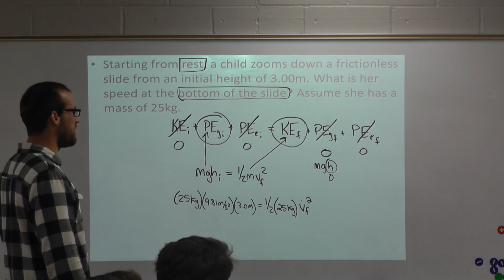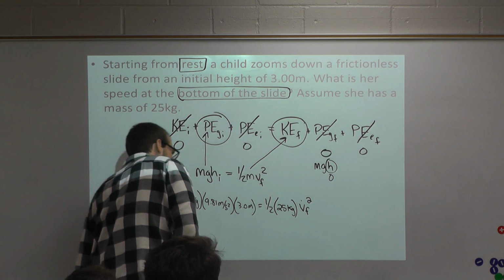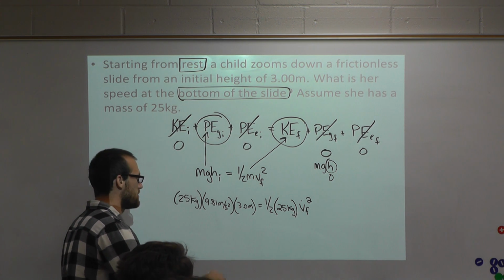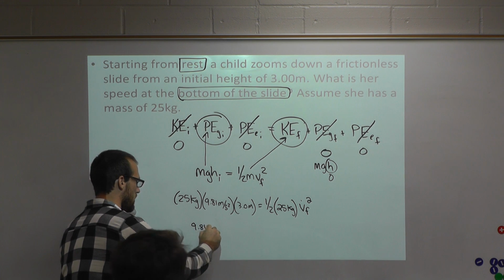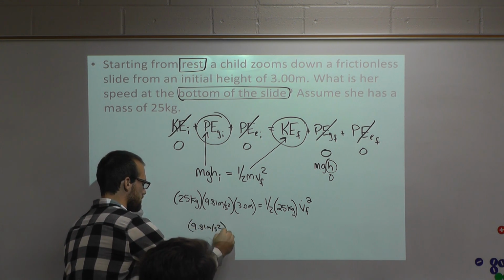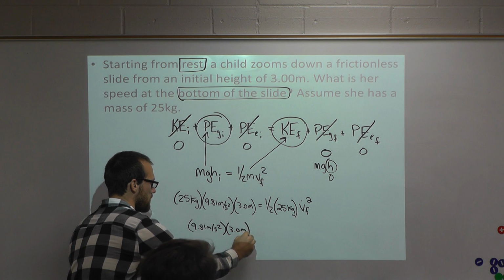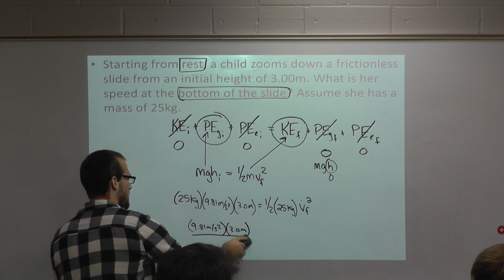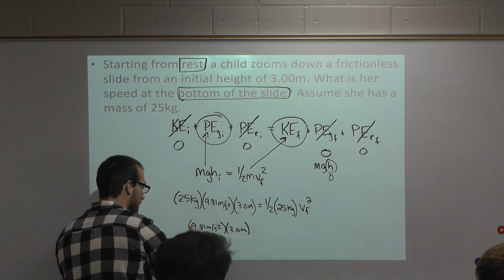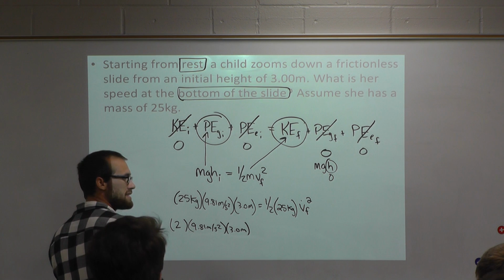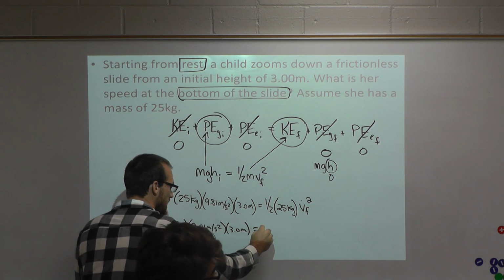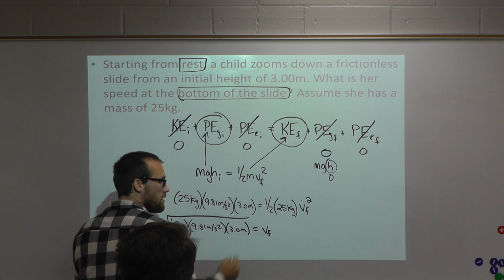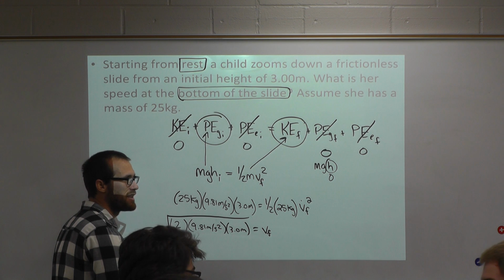Okay, so once we solve for this, this is a classic potential energy and kinetic energy problem. Can I show now that the 25 kilograms cancel? Sure. So 9.81. Actually, I'm not gonna divide by a half, I'm gonna multiply by 2. We all cool with that, so I don't have to deal with the divide sign? That should equal VF squared, but I gotta get rid of the squared by taking the square root.